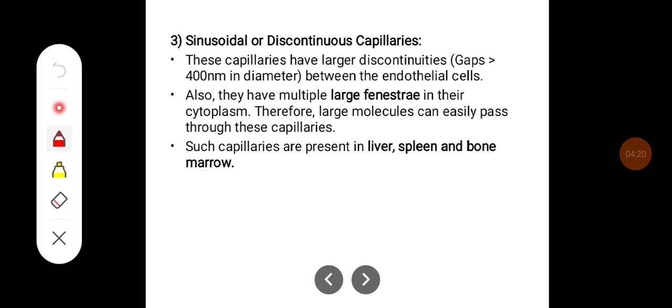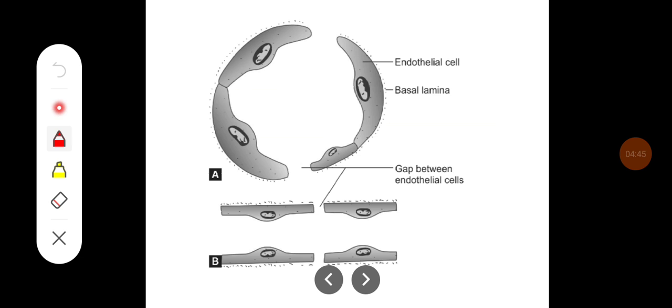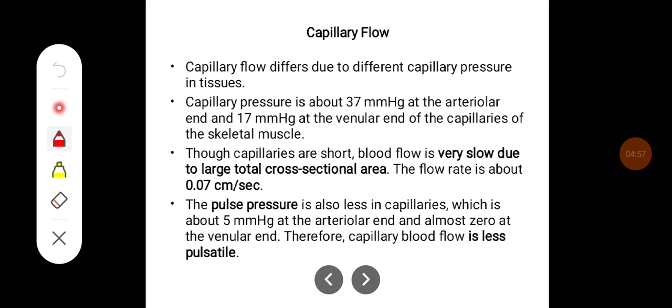Then sinusoidal or discontinuous capillaries. These capillaries have larger discontinuities, that is gaps of more than 400 nanometers between the endothelial cells. And they also have multiple large fenestrations in their cytoplasm. Therefore, large molecules can easily pass through these capillaries. Such capillaries are present in the liver, spleen, and bone marrow. So these are the discontinuous capillaries with large fenestrations.